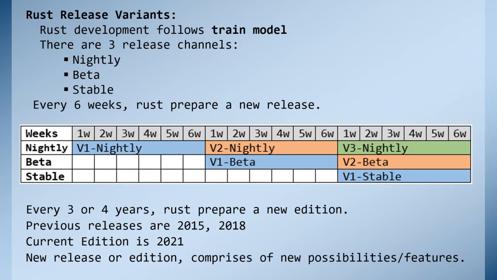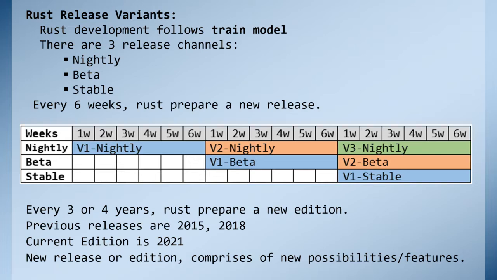Let us see about Rust variants. Rust development follows a train model. It has three channels: nightly, beta, and stable. Every 6 weeks, Rust rolls out a new release. Each release passes through nightly for 6 weeks, and then it is moved into beta for the next 6 weeks, and then moves to stable in the next 6 weeks.